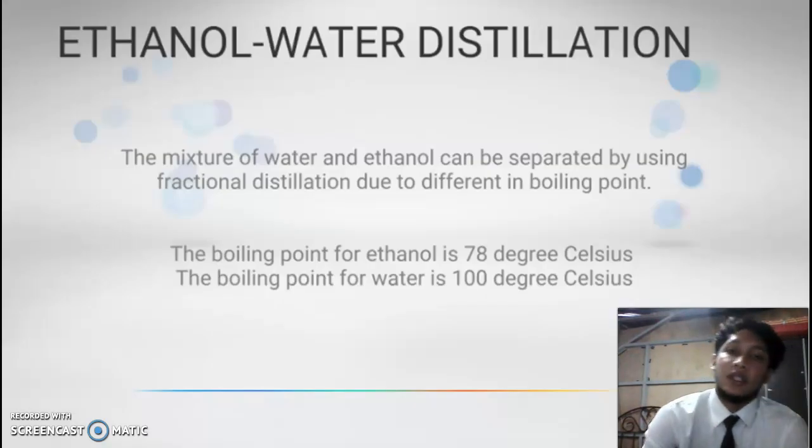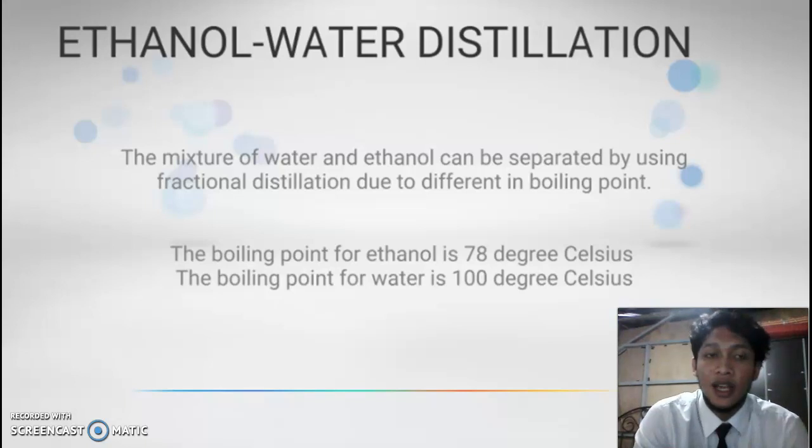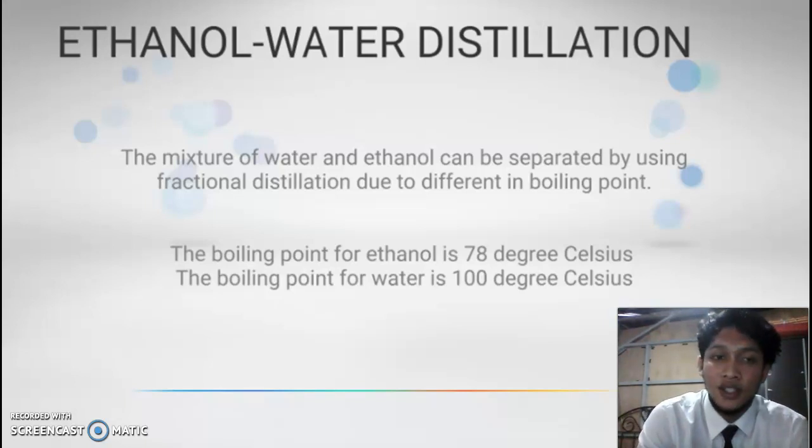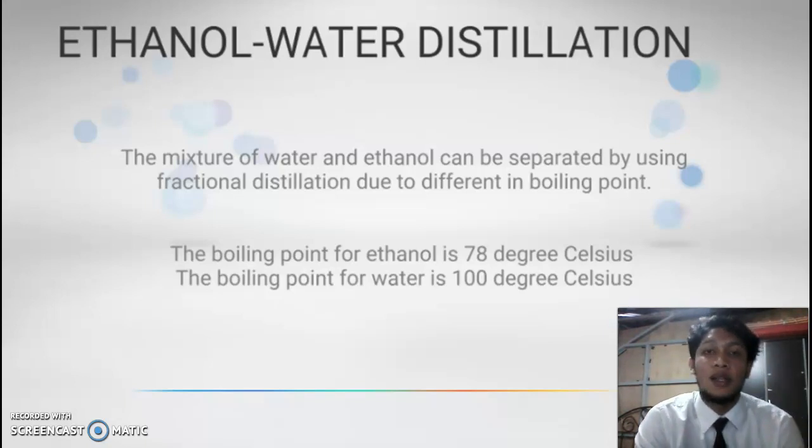For this example of fractional distillation, I go through the ethanol-water distillation. The mixture of water and ethanol can be separated by using fractional distillation due to the difference in boiling point. As I mentioned earlier, the key factor is the difference between the boiling points. Ethanol and water are two different systems, alcohol and water. The alcohol has a lower boiling point than water. For ethanol, the boiling point is 70 degrees Celsius and water is 100 degrees Celsius.